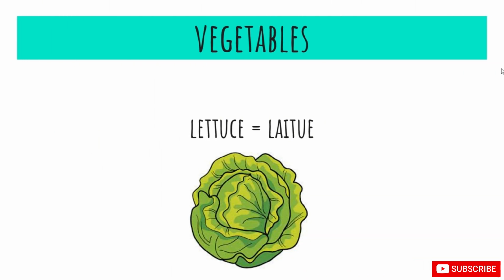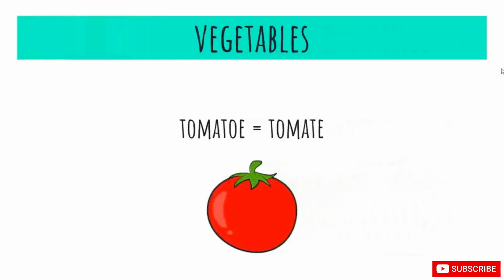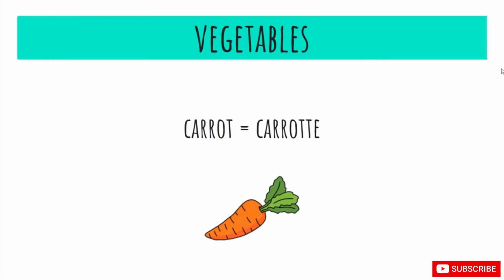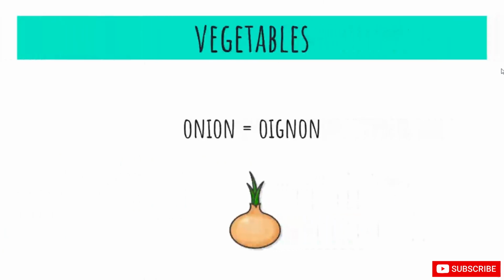The first one, the lettuce, it's called laitue. A tomato, tomate. A carrot, exact same thing in French, but with T and E at the end. Carotte. Just put the accent on the R with the throat. The next one is bell pepper. Poivron. The onion, it's oignon.